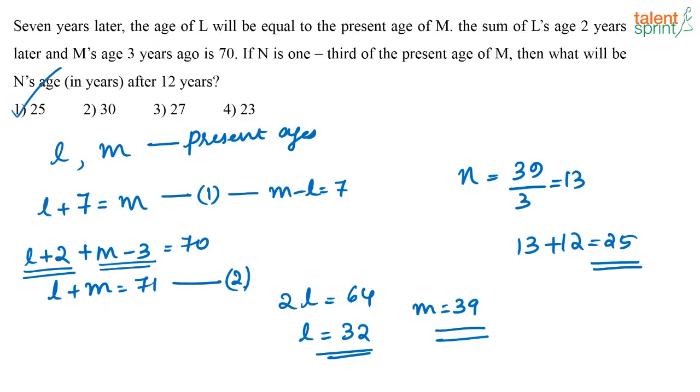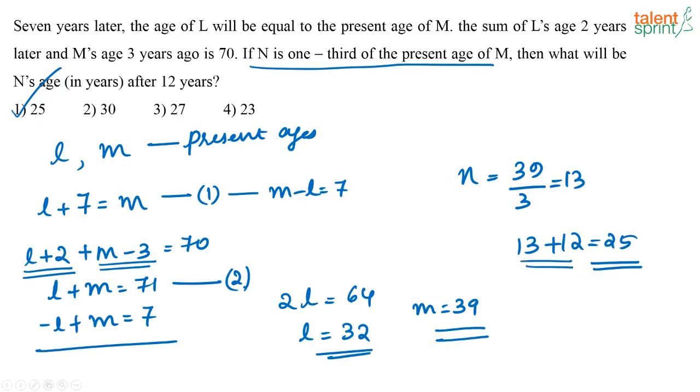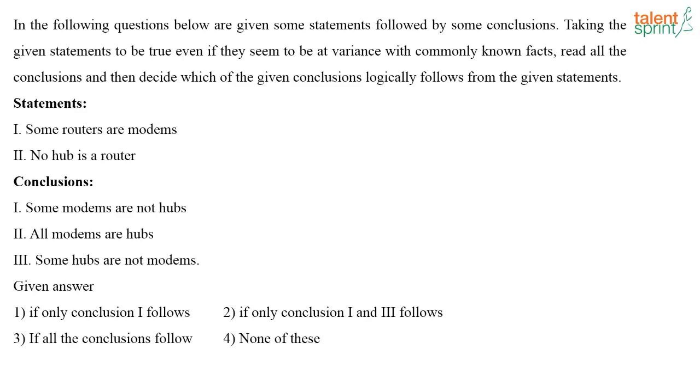So I have two equations here, right? L plus M is equal to 71 and I also have minus L plus M is equal to 7. So you have to solve these two equations and find out the value of L and M. You have got that, and then they have already given that N is 1/3 of the present age of M. Find the value of N. Then what is the age of N 12 years later? 13 plus 12, 25.